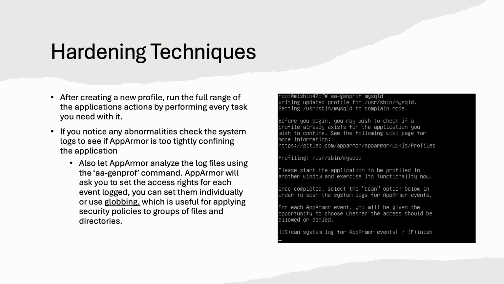After creating a new profile, run the full range of the application's actions by performing every task you need with it. If you notice any abnormalities, check the system logs to see if AppArmor is too tightly confining the application. Also, let AppArmor analyze the log files using the aa-logprof command. AppArmor will ask you to set the access rights for each event logged, and you can set them individually or use globbing, which is useful for applying security policies to groups of files and directories.